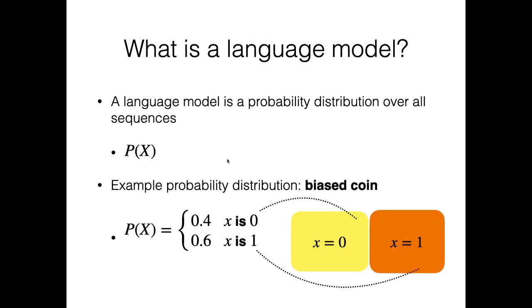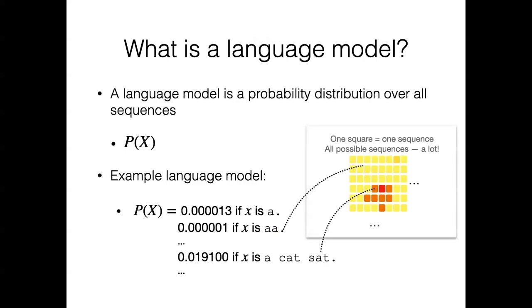So what's an example probability distribution? Here's an example discrete probability distribution with two different outcomes. It's like you flip a coin, and 40% of the time it gives you 0, 60% of the time it gives you 1. The basic idea is a language model does something similar, but now we're looking at the space of all possible sequences. Here, a square is one sequence, like a cat sat or a period. And our language model assigns some probability to each one of these sequences.